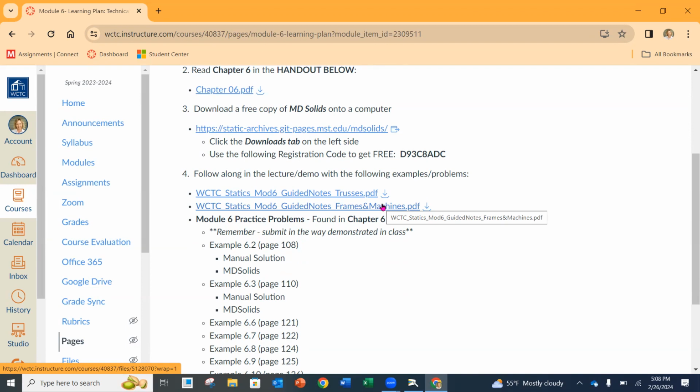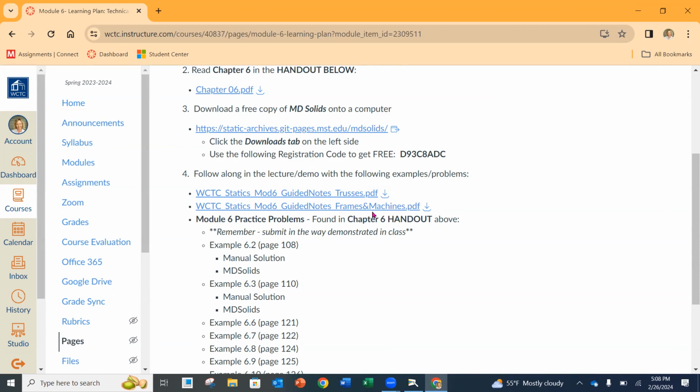Okay. And then you'll notice that down here we have 2 guided notes. One is on trusses. That's what we're going to be going over tonight. And then the second one is on frames and machines. And that's what we're going to be looking at on Thursday. I divided it into 2 because we had that one that was like 22 pages long and it just felt so thick and just a lot. So I divided this into 2 sections. So there's 2 guided notes for this module.